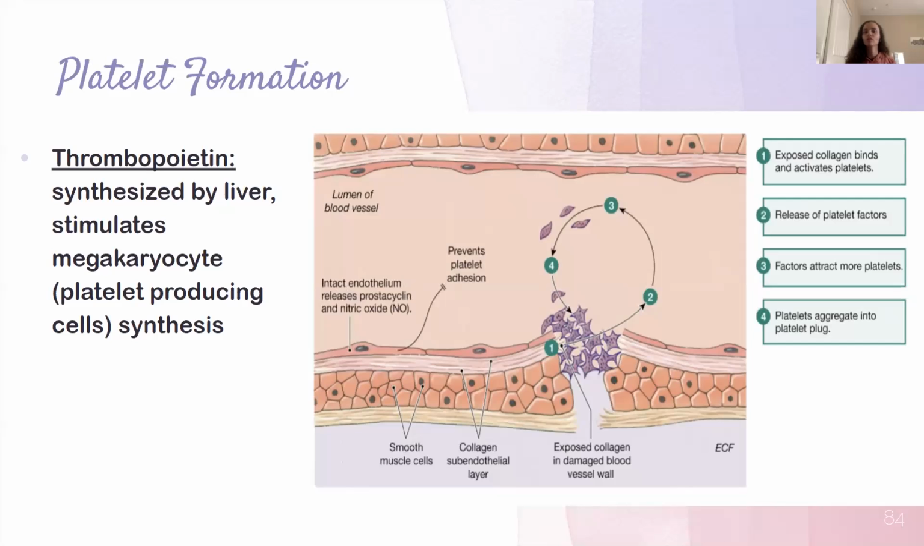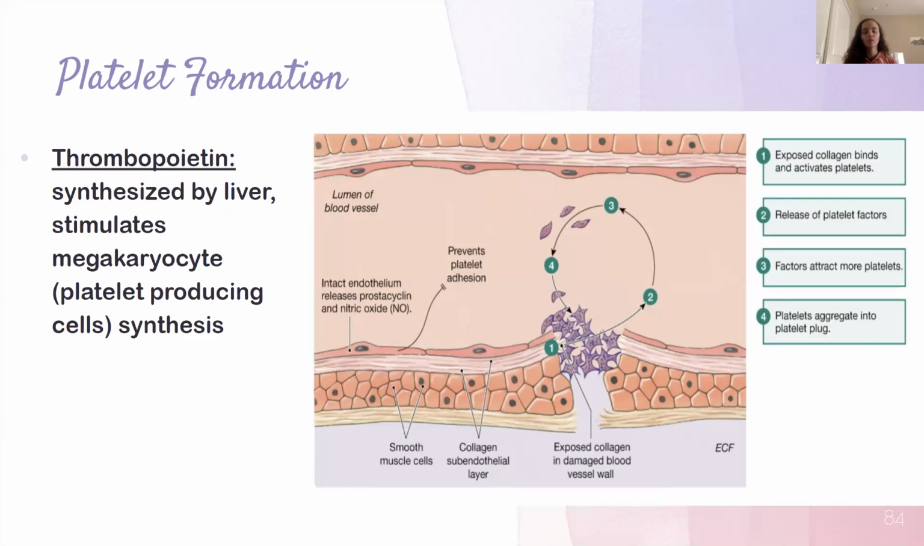So I'm going to just quickly go over the steps of how this happens. Once an injury is triggered, the collagen, remember the collagen that we talked about earlier, this protein, will aggregate around the injury site, and it'll bind and activate the platelets. It'll then release platelet factors, and these factors will attract even more platelets, and eventually all these platelets will gather together to form this plug.